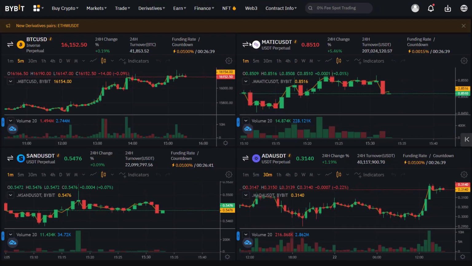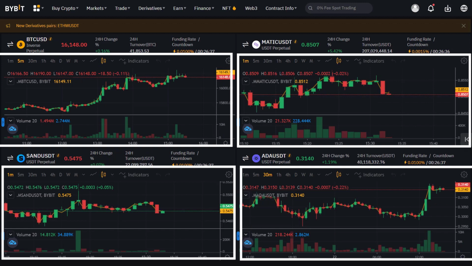In addition, you can use a 4-price layout to keep an eye on multiple cryptocurrencies at the same time.